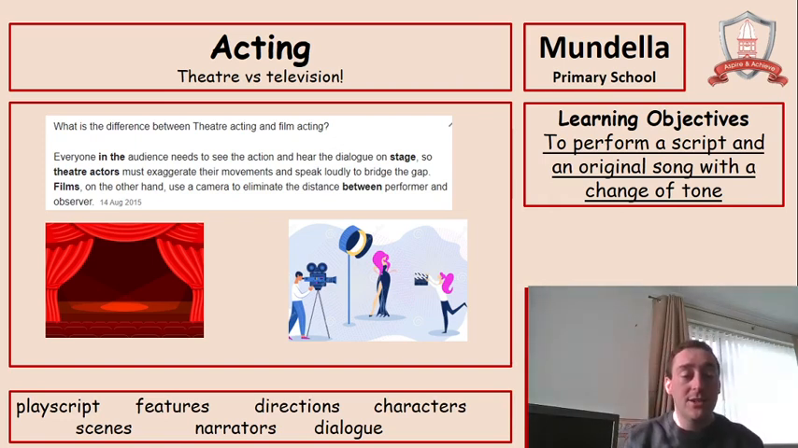So this definition here says everyone in the audience needs to see the action and hear the dialogue on stage. So theatre actors must exaggerate their movements and speak loudly to bridge the gap. Films, on the other hand, use a camera to eliminate the distance between performer and observer. So you can be a lot quieter on film because it focuses more on your face and the way that you're acting, whereas on the stage, everyone can see the whole thing.